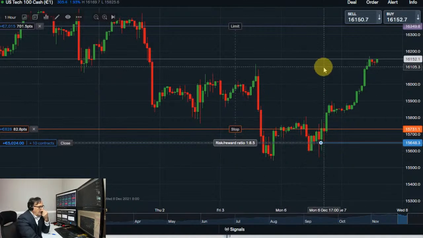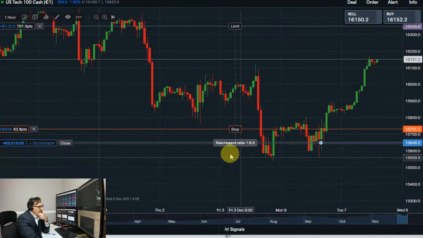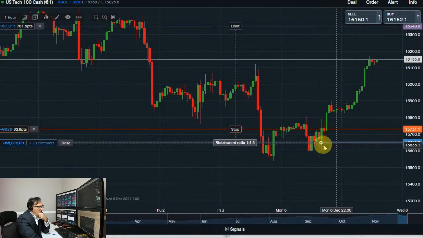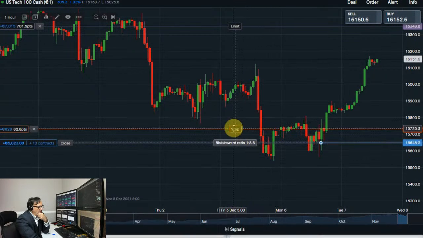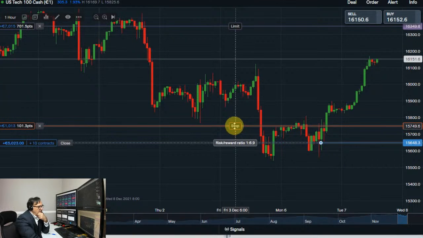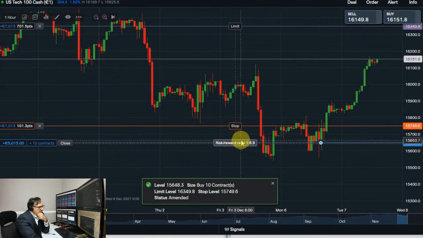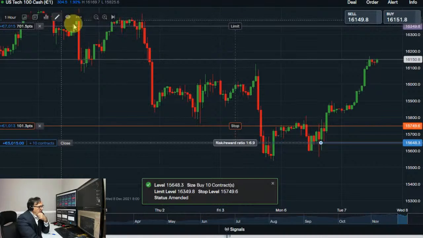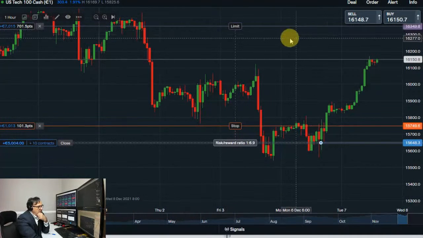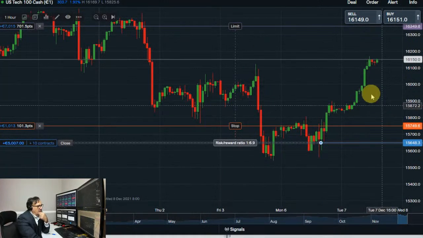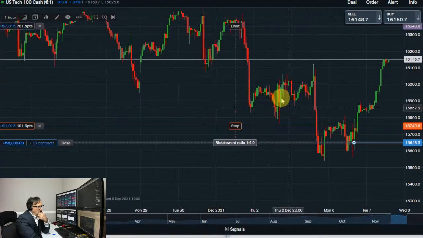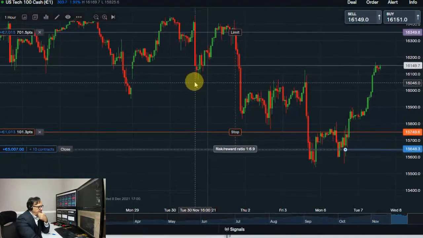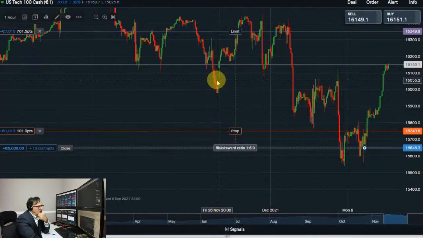We were looking for a long setup in Nasdaq. This was the initial entry at the lows. The stop loss was below and then moved higher and then moved higher. Now the stop loss is above here, locking in some money. The limit order is up here towards these highs. I would likely remove the limit order and move it higher and take partial profits once we go to this falling resistance trend line that we were talking about.